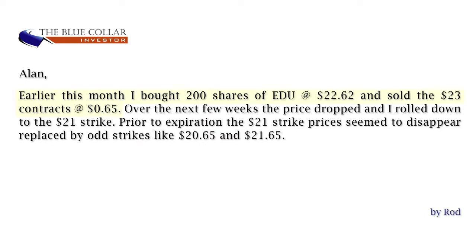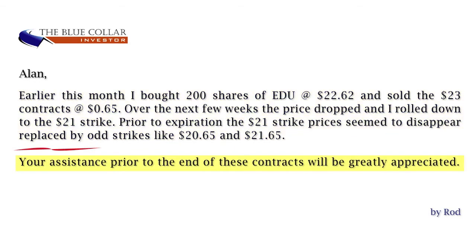Hi Alan. Earlier this month I bought 200 shares of EDU at $22.62 and sold the $23 contracts at 65 cents. Over the next few weeks the price dropped and I rolled down to the $21 strike. Prior to expiration, the $21 strike prices seemed to have disappeared and been replaced by odd strikes like $20.65 and $21.65. Your assistance prior to the end of these contracts will be greatly appreciated.